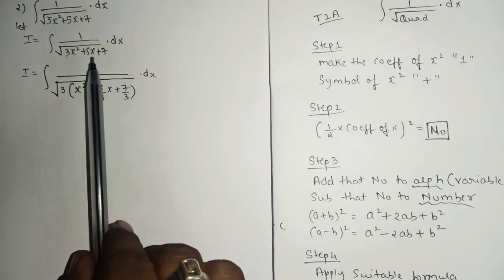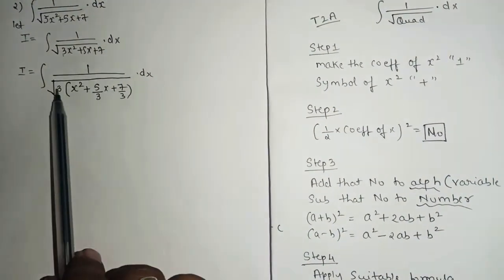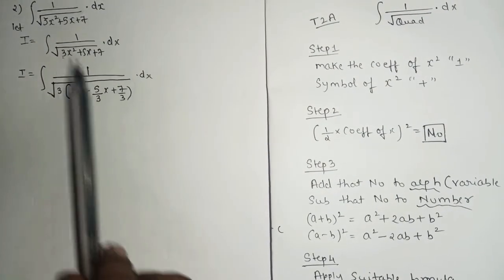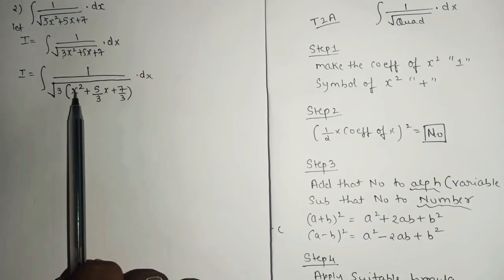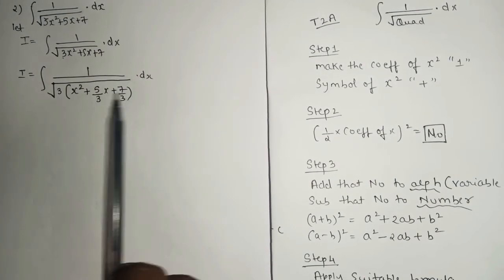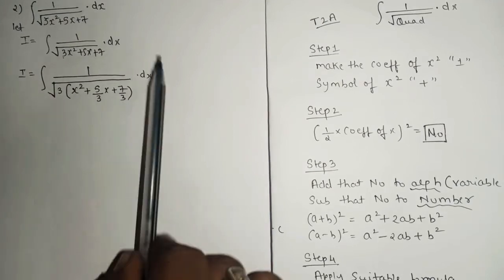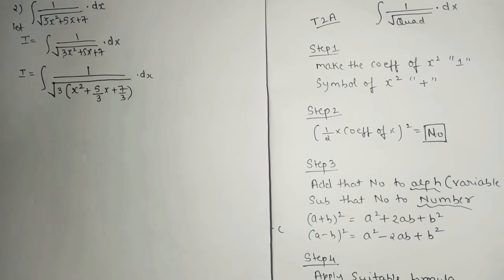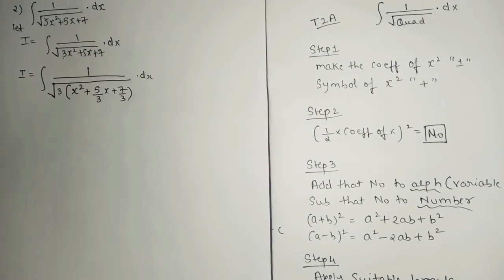Here simply what you will do, you will remove a common factor. Here we can see that 3 is the coefficient of x square, so remove 3 as a common. Inside the bracket you will get x square plus 5 upon 3x plus 7 upon 3. When you bracket open with this, you will get the previous step. If you are getting the previous step, then this step is perfect.